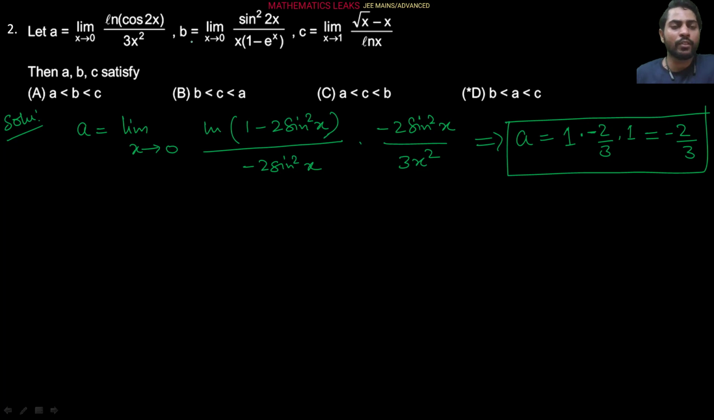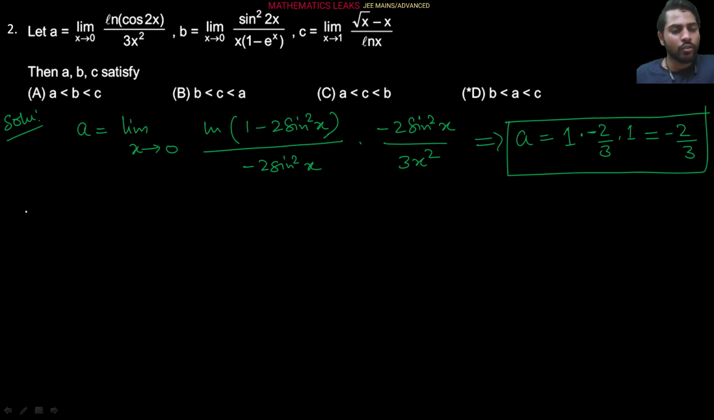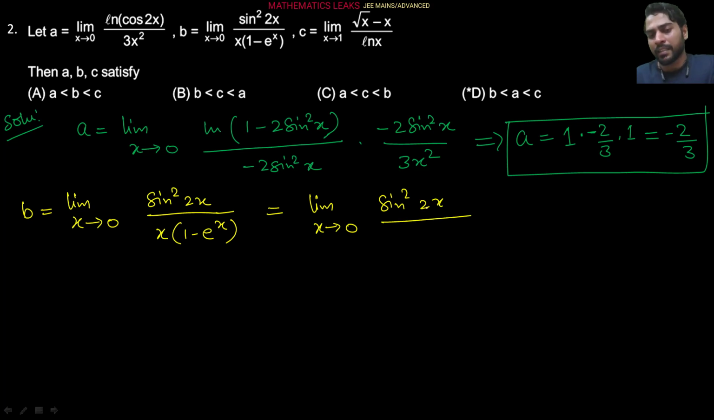Now from here you can see what b is. So b I am just going to solve here, just observe the b. So b is given here, limit x tends to 0, and that is sine square 2x upon x into 1 minus e to the power x, right? So here also observe what I am going to do, limit x tends to 0, and then this is sine square 2x.